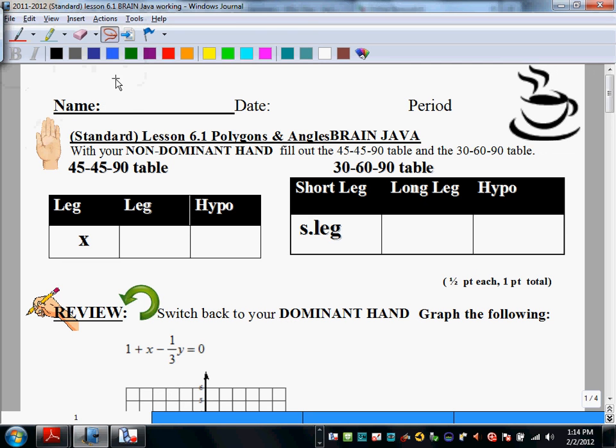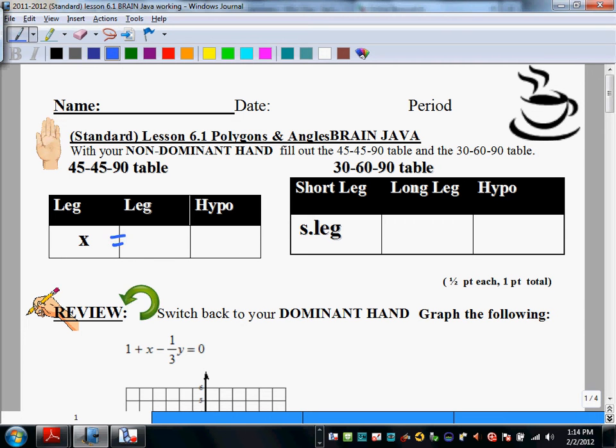Brain Java. Guys, you're going to continue to see 45, 45, 90, etc. long after we stop doing right triangles. Why? This is one of the very first things you study when you hit trig, and this is going to be something you actually have to keep memorized. It's not something you can memorize and then forget and get by.